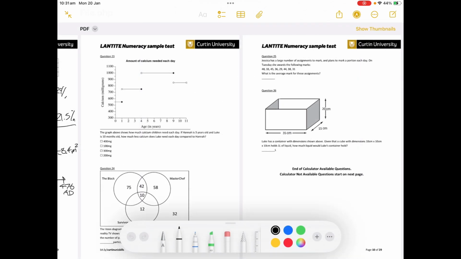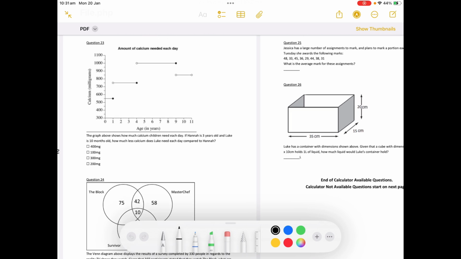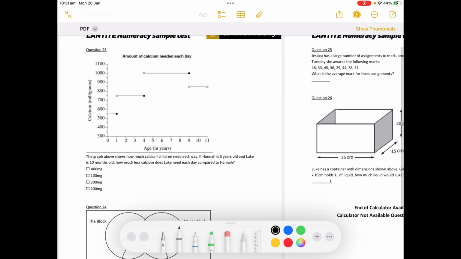Question 23. Amount of calcium needed each day, and we've got age in years on the side. So the graph shows how much calcium children need each day. If Hannah is 3 years old and Luke is 10 months old, how much less calcium does Luke need each day compared to Hannah? Okay, so first thing to do is we'll work out how much calcium Hannah needs and how much calcium Luke needs, and then afterwards we can do the difference.